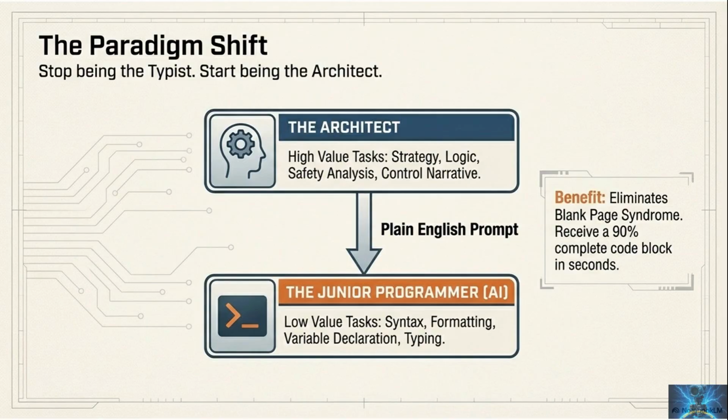The paradigm shift. Typist versus architect. This is the mindset shift. The typist spends time on low-value work, writing boilerplate, creating tags, typing repetitive rungs, and debugging syntax. The architect spends time where the value actually is: control strategy, safety analysis, edge cases, interlocks, alarm philosophy, and a clean control narrative. AI is not replacing engineering judgment. It's removing the friction of the first draft.